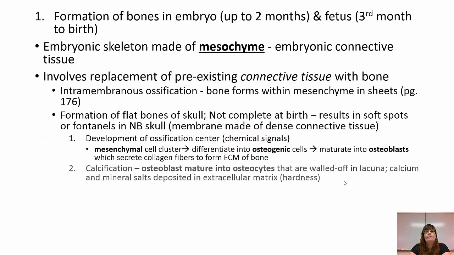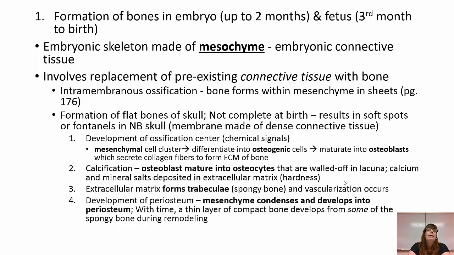So first of all, formation of the bones in the embryo and fetus. The embryonic skeleton is actually made of mesenchyme, which is that embryonic connective tissue we've talked about before. It involves replacement of pre-existing connective tissue with bone. So intramembranous ossification is when bone forms within the mesenchyme in sheets.